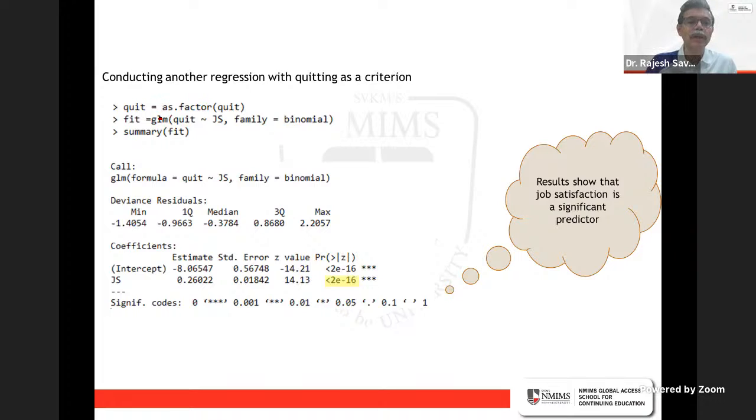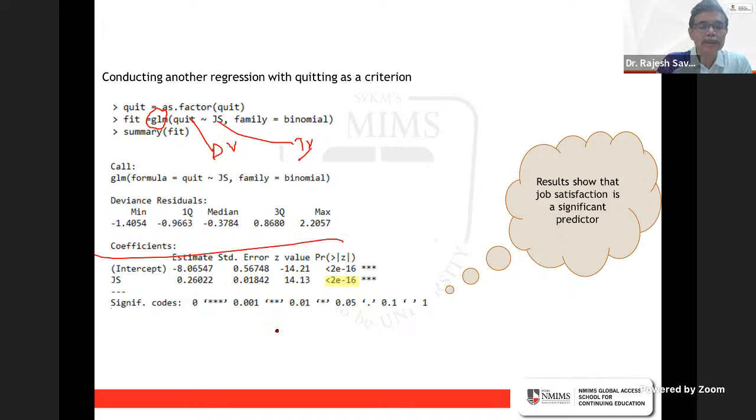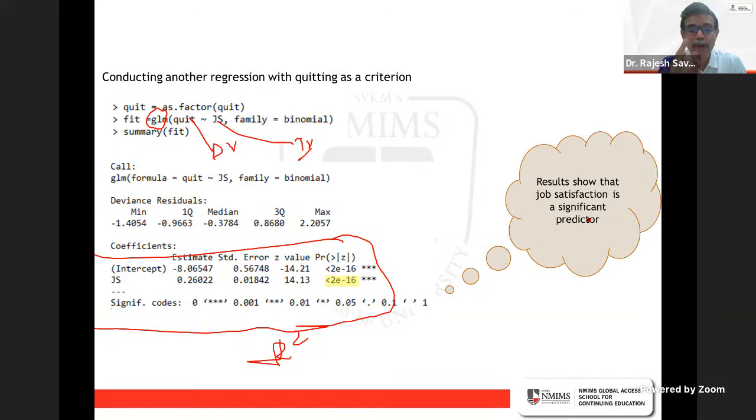So logistic regression. I said GLM, right? Remember I said GLM is logistic, LM is linear, and POLR is ordered regression. Quit is your DV, which is attrition, and job satisfaction is your IV. Family is binomial because it's binary. That's it, and you're getting this. Since it is logistic regression, you don't get R square. Why? Because R square you get only if you have a method called OLS, ordinary least squares. Logistic regression is based on a method called which one? Anyone knows about it?